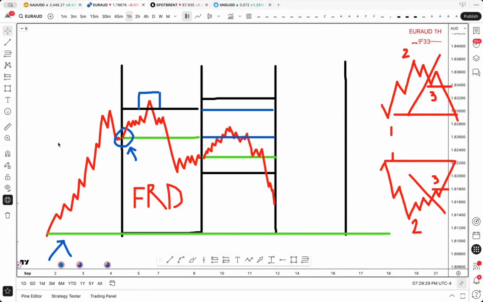So let's say this is GU. I'm just gonna circle this as the Asian session. This will be the London session. And this will be the New York session.